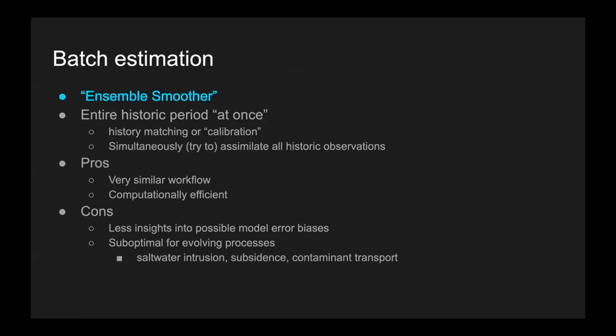Batch estimation, typically referred to as ensemble smoother, treats the entire historic period as a single batch, where we simultaneously attempt to assimilate all historic observations. Now, this workflow is very similar to what we call history matching or calibration, and batch estimation is more computationally efficient than its counterparts. But because we treat the entire historic period as one batch, we lose some of the possible insights we may gain around model error compared to the filter. And because we're treating the entire historic period at once, this algorithm may be suboptimal for temporally evolving processes like saltwater intrusion, subsidence, and contaminant transport.